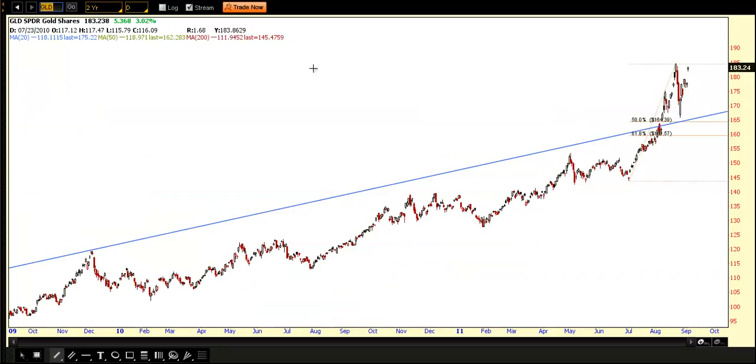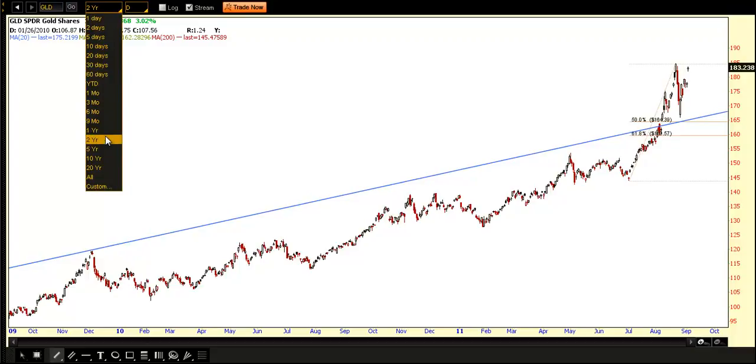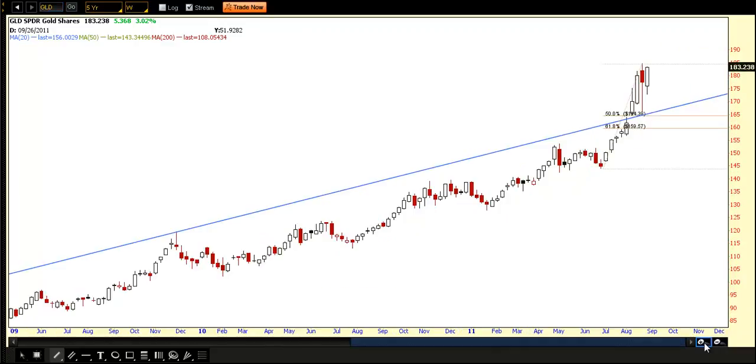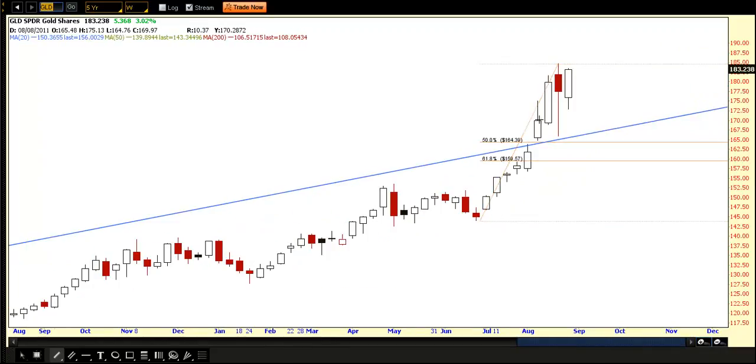So we pull up GLD here, and a 2-year daily is fine. Let's move to a 5-year weekly. You can kind of see the extent of this move. It's been exponential. When prices started moving here, a lot of people thought that gold was overbought, and pretty much got squeezed, and prices have been moving up even more rapidly than before. So is it possible to see a pullback? Of course.